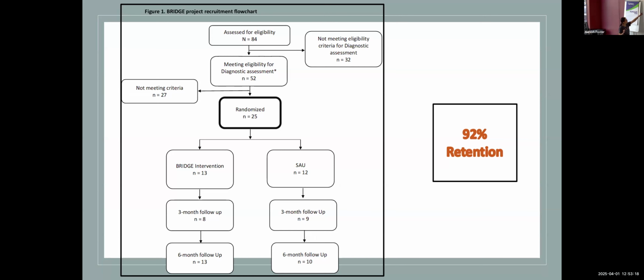And out of 52, only 1 person didn't meet 1 threshold criterion. So almost everybody had at least 1 or more threshold criteria. And because our cutoff was slightly higher, at 3 or more, we were able to randomize 25 young people. And our retention rate at 6 months was 92%.